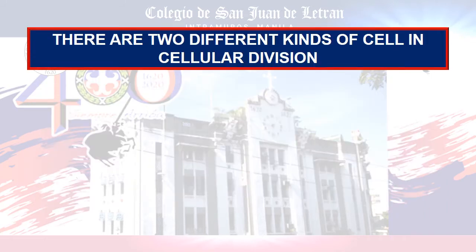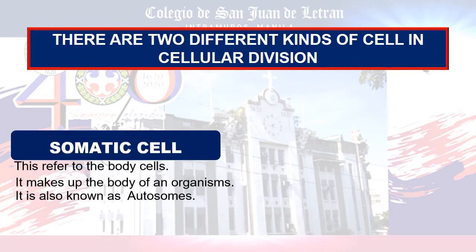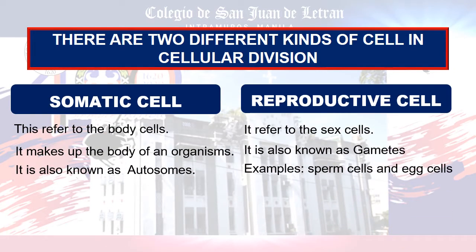There are two different kinds of cell in a cellular division. We have somatic cell and reproductive cell. A somatic cell is also known as body cell or autosome. It is any biological cell forming the body of an organism. Somatic cells are any cell in the body that are not gametes, sperm or egg cells. Essentially, all cells that make up an organism's body and are not used to directly form a new generation during reproduction are called somatic cells. The word somatic comes from the Greek word soma, which means body.